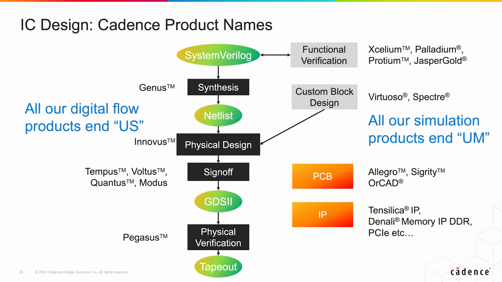And then in the IP area, in the bigger blocks of IP, we have Tensilica processors, we have Denali memory interfaces, we have interfaces for almost anything you can think of. You might have heard of PCI Express and Ethernet, and we have interfaces for those kinds of things.